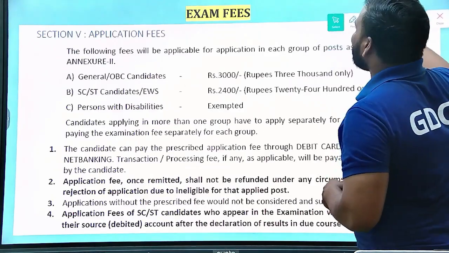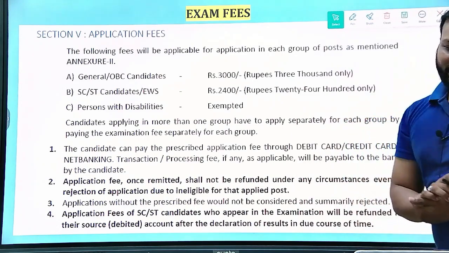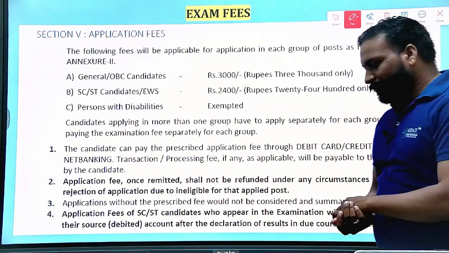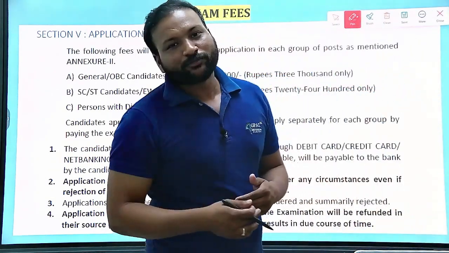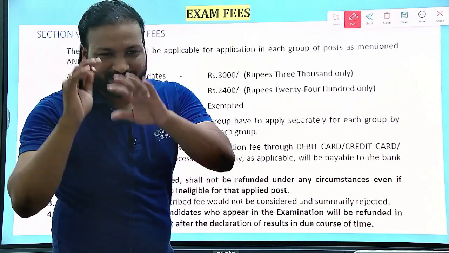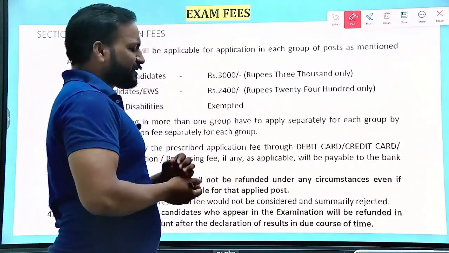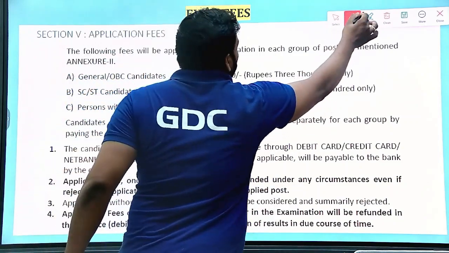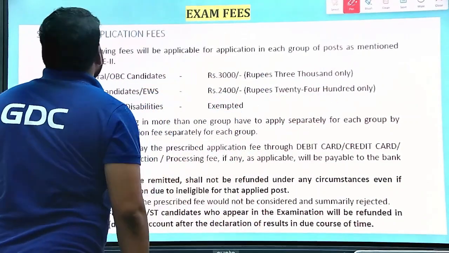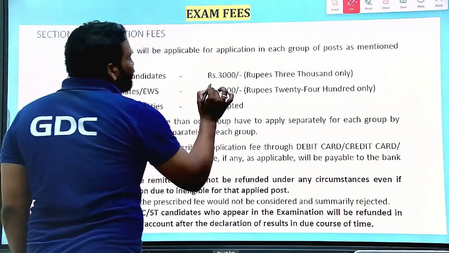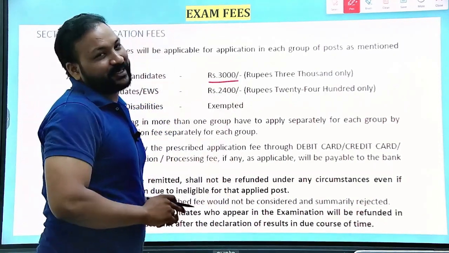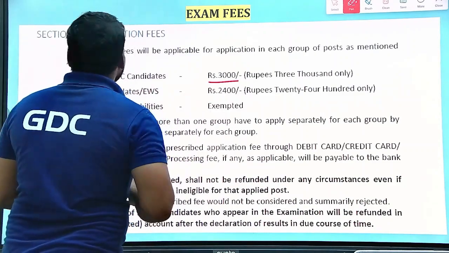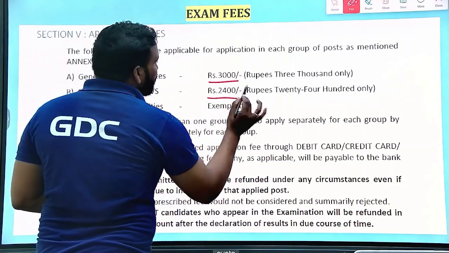Now moving to an important part. You may feel the same as I do, because when you look at this fee, it was bigger. But let us see. For general and OBC candidates, the fee is 3,000 rupees. Look at the figure. And for SC and ST candidates, 2,400 rupees only.